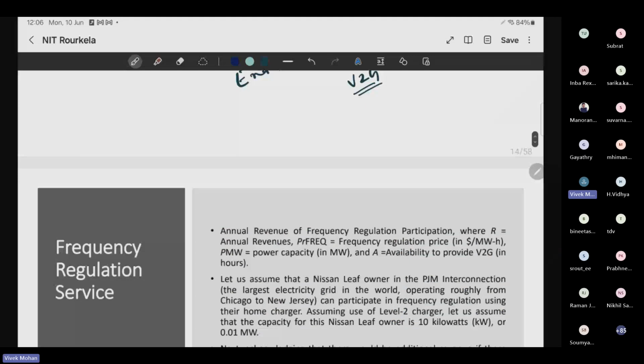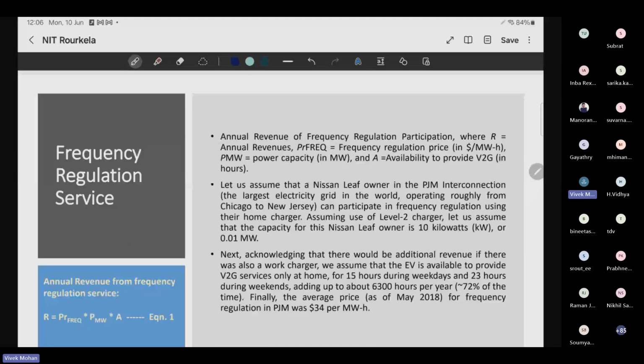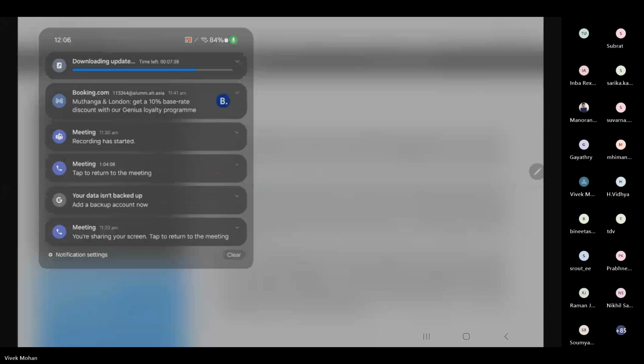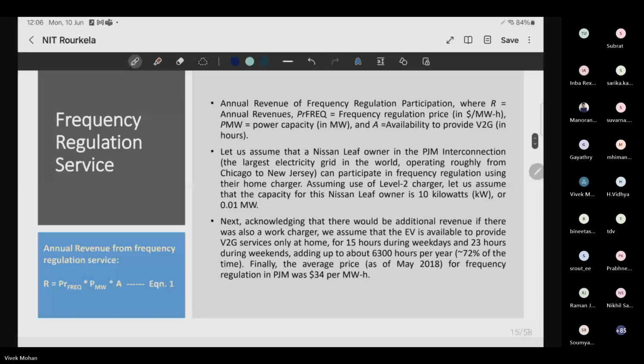What is the estimated annual revenue from frequency regulation service? This is a case study in the US. Let me take it. Is my slide visible? Yes, sir.